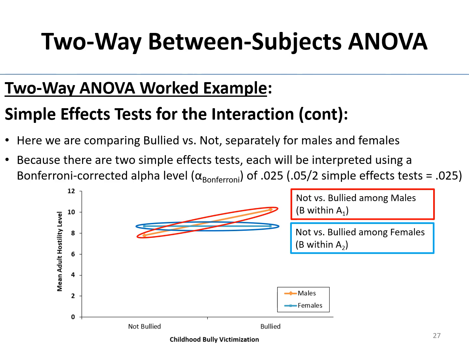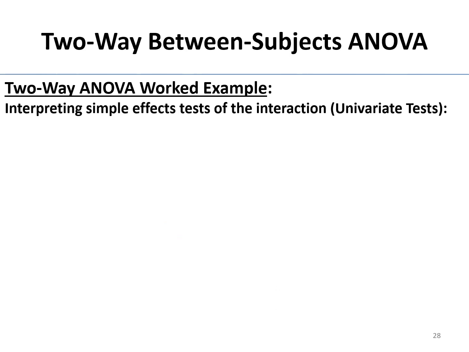So just a reminder, y'all, because we're doing two simple effects tests, we do have to adjust our alpha level using Bonferroni alpha correction. So in this case, 0.05 divided by 2 would be 0.025. So let's interpret our simple effects tests.